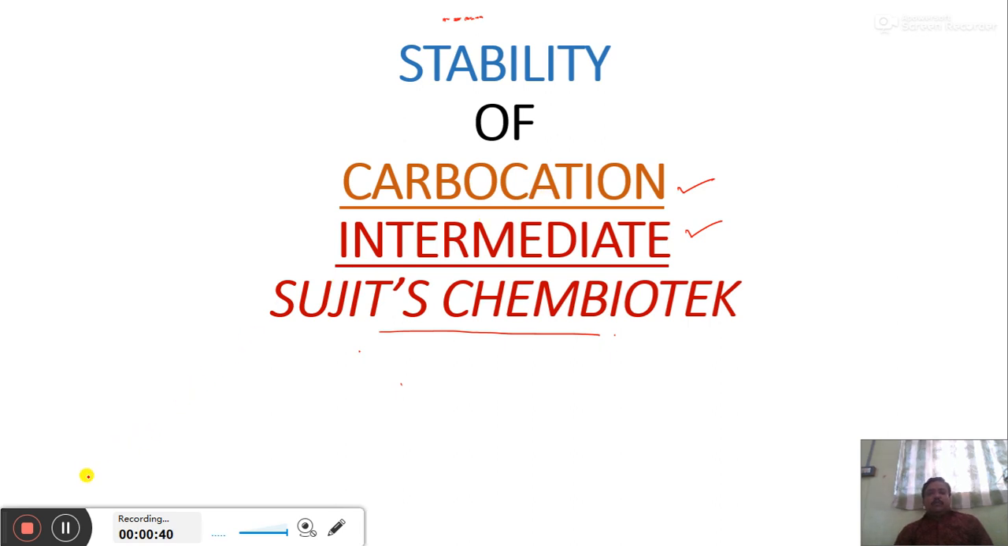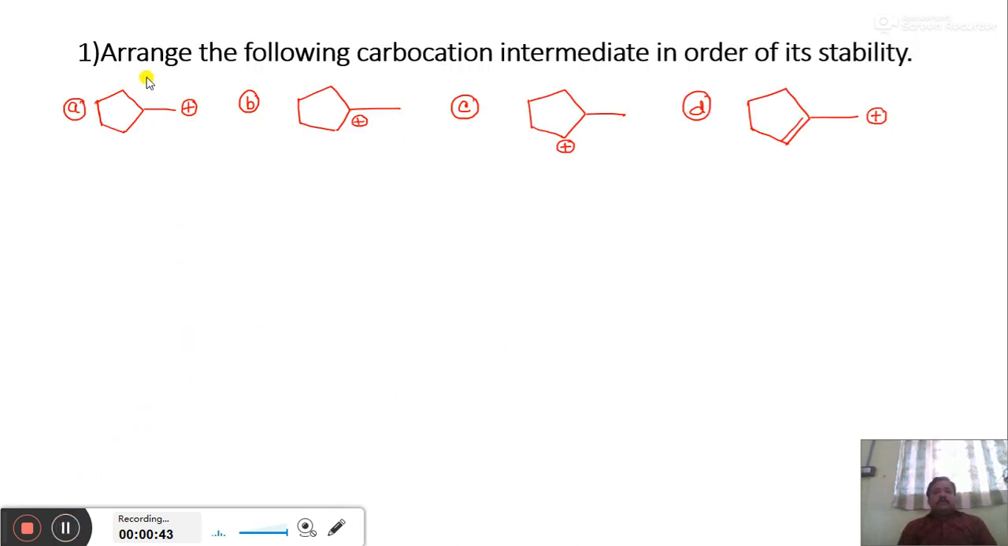Now my first problem is: arrange the following carbocation intermediates in order of their stability. Four carbocations are given. Let us discuss the stability of these carbocations in order of increasing stability.